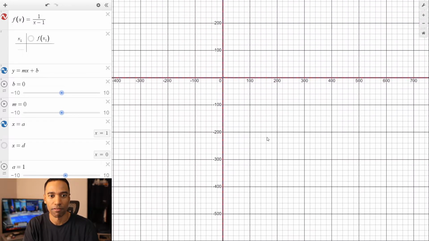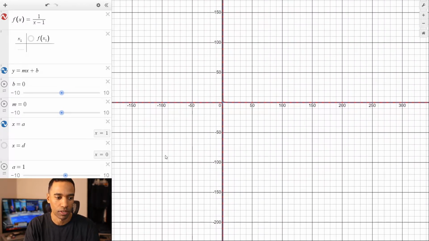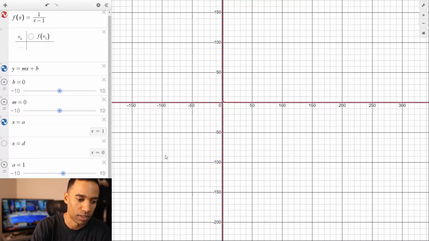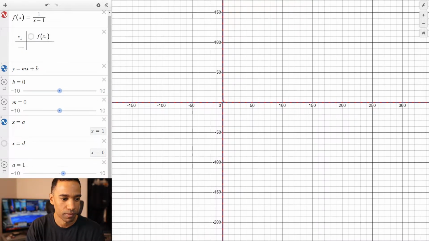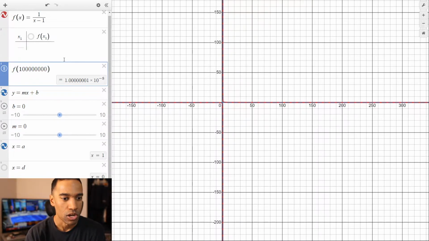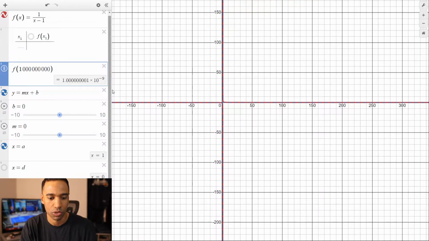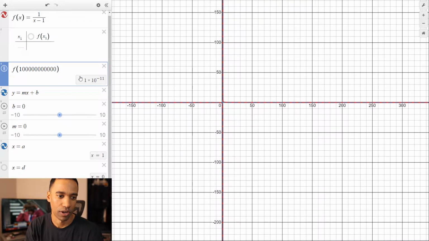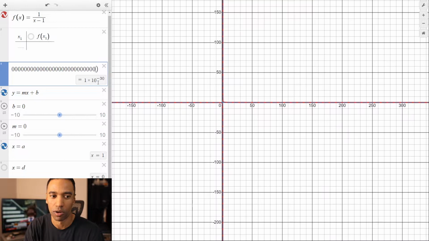I could say f of a billion. Let's do that: f of 1 billion. Oh, you can't see them. Let me drag this up. f of 1 billion. I don't know how many zeros that is. But notice those numbers? I don't know if you know scientific notation, but it's not 0. It's super small, like Avogadro's number. Eventually this computer will give up and say, yeah, that's 0.